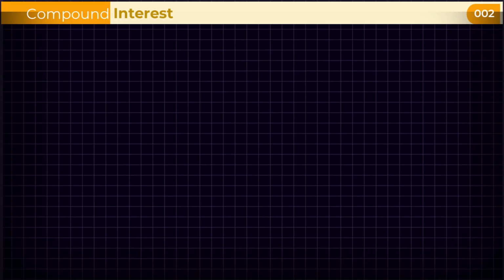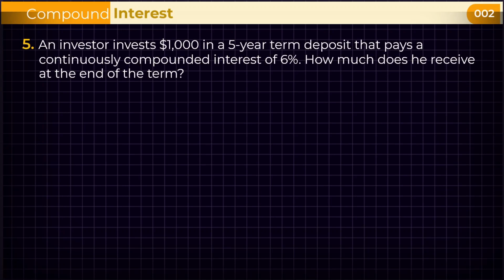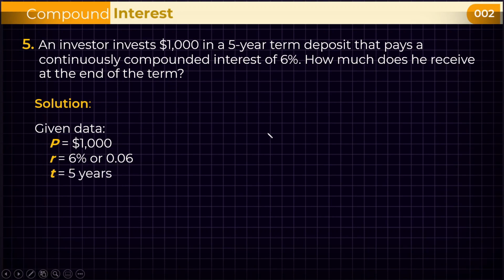So we are now in the last example, number 5. An investor invests $1,000 in a 5-year term deposit that pays a continuously compounded interest of 6%. How much does he receive at the end of the term? It is obvious that we will be using the continuous compound interest in this case. And so we first go over the data which are given in our problem. Of course, that 1,000 will be representing the present value, and your r is 6% or 0.06 in decimal.